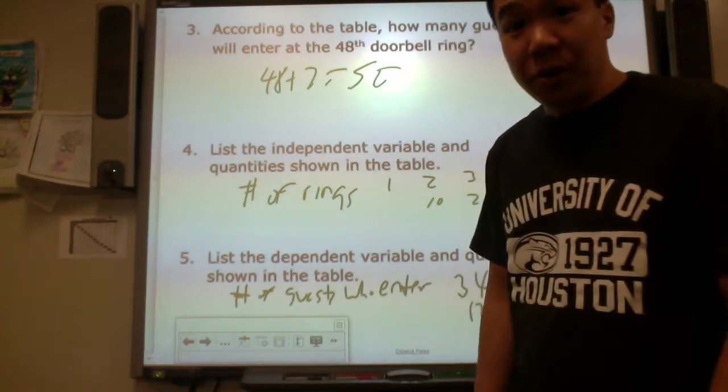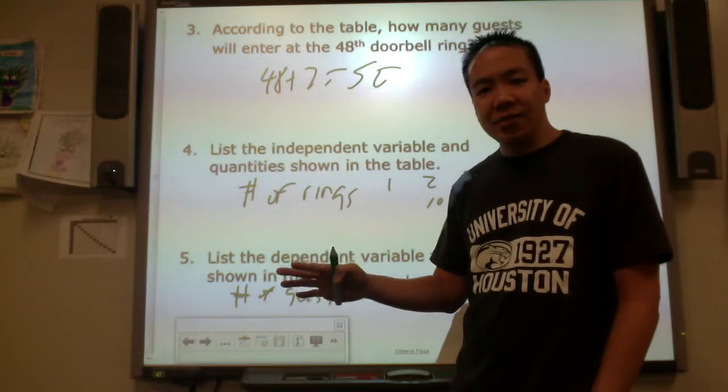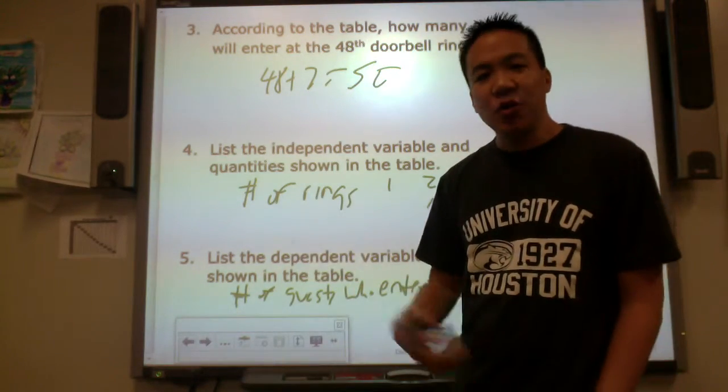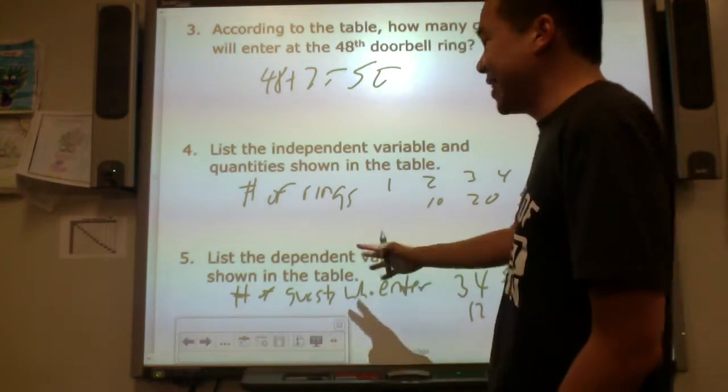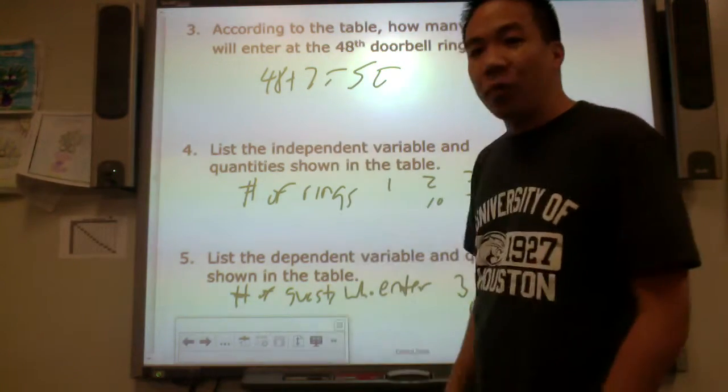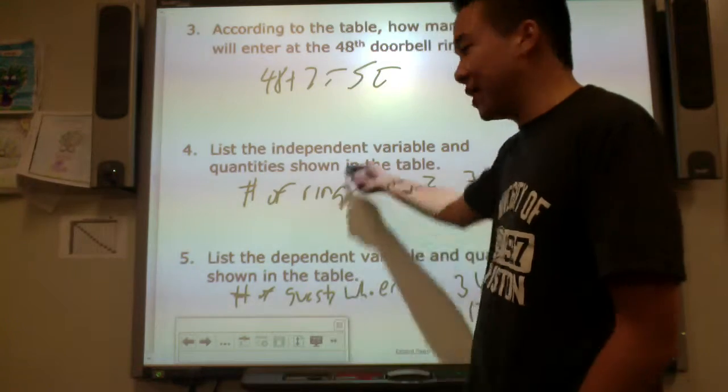If there's no table, sometimes they just give you the two names and you just say, which one do you think is the independent? Which one is the dependent? So the number of guests who enter depends on how many doorbell rings. That's why this is the dependent.